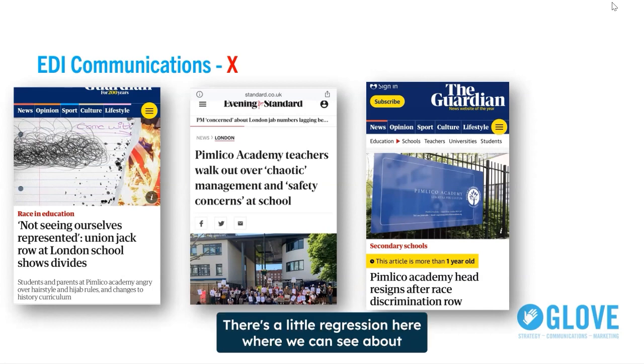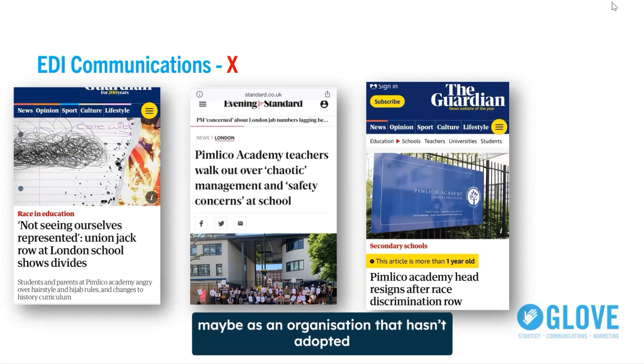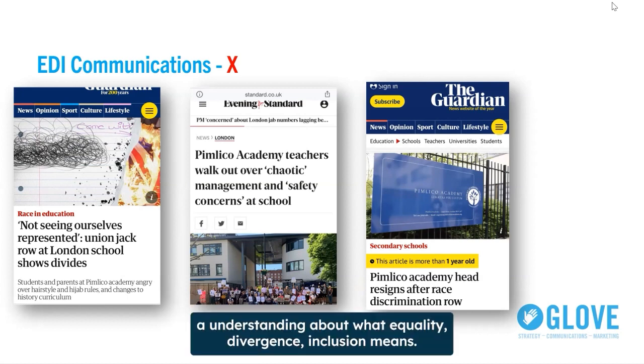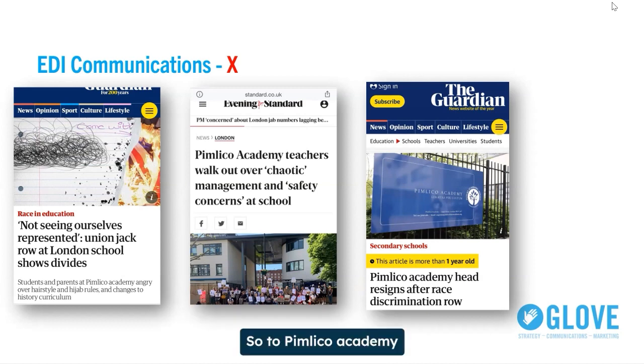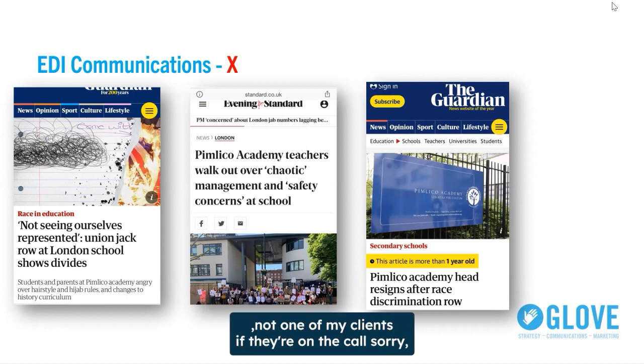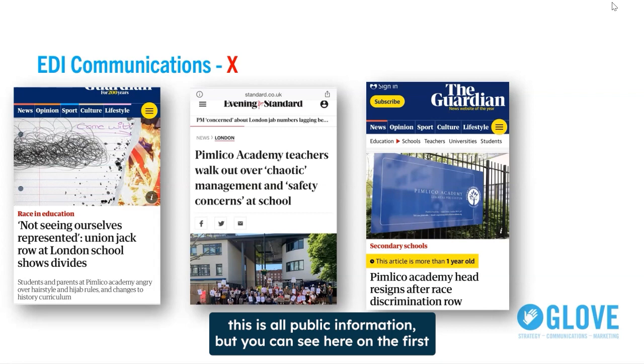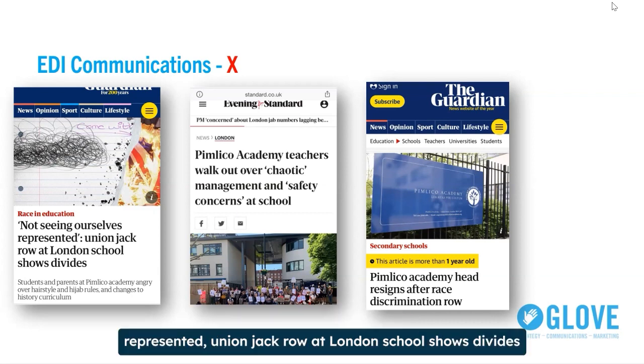There's a little progression here where we can see, maybe, an organisation that hasn't adopted, in its true sense from its vision and values, a stance, an understanding about what equality, diversity and inclusion means. So this is Pimlico Academy, not one of my clients, and if they're on the call, sorry, this is all public information. But you can see here on the first image, race in education, not seeing ourselves represented, Union Jack route at London school shows divides.